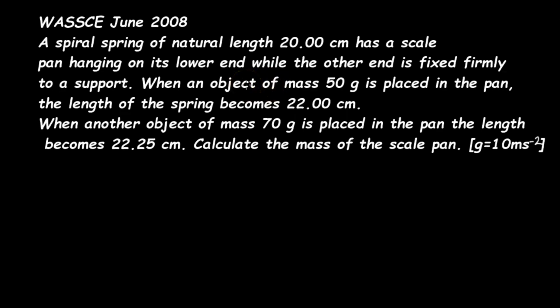A spiral spring of natural length 20 centimeters has a scale pan hanging on its lower end, while the other end is fixed firmly to a support. When an object of mass 50 grams is placed in the pan, the length of the spring becomes 22 centimeters. When another object of mass 70 grams is placed in the pan, the length becomes 22.25 centimeters. Calculate the mass of the scale pan given the gravity as 10 meters per second squared.